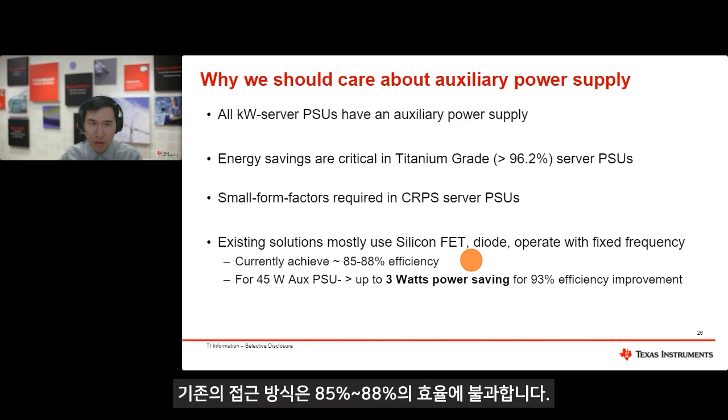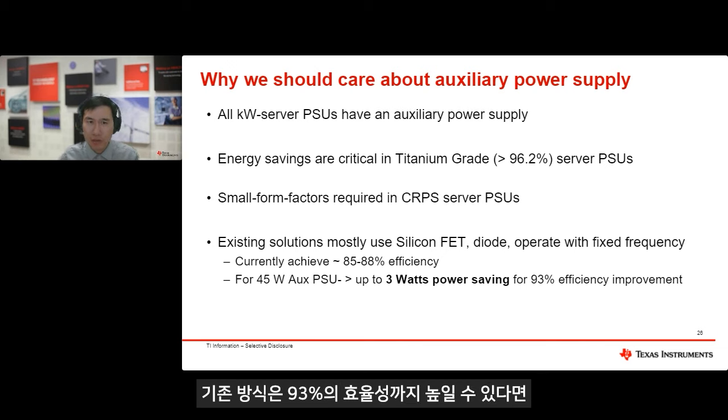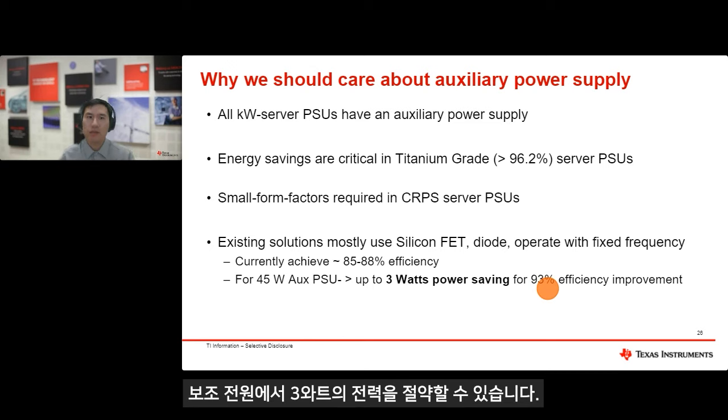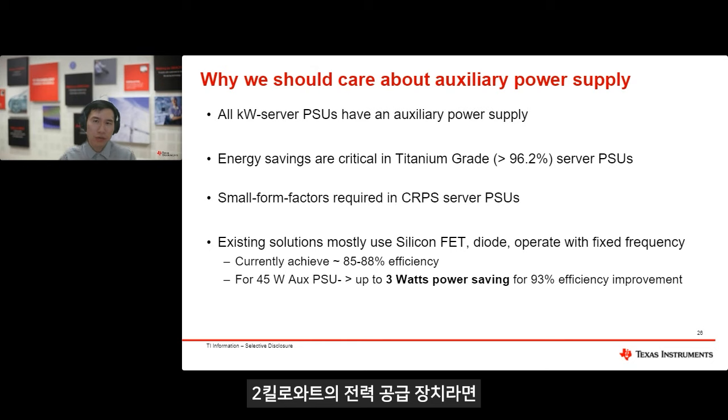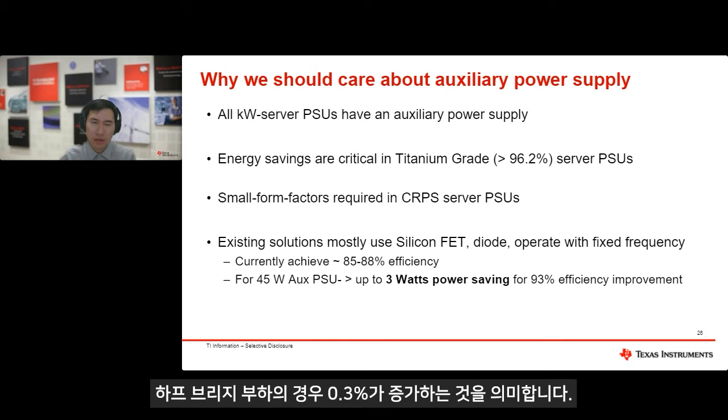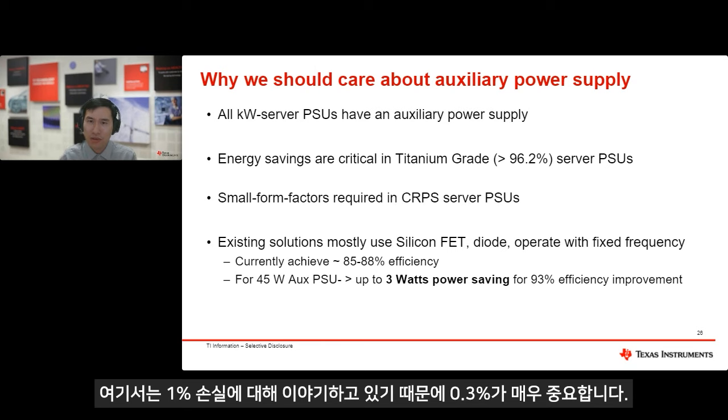The traditional approach is only 85 to 88% efficiency, and if we can increase that to 93% efficiency, that means 3 watt power savings from the auxiliary power. And if that's a 2 kilowatt power supply, that means a 0.3% increase for the half range load. You see, this other 0.3% is very important, since we are talking about 1% loss here.